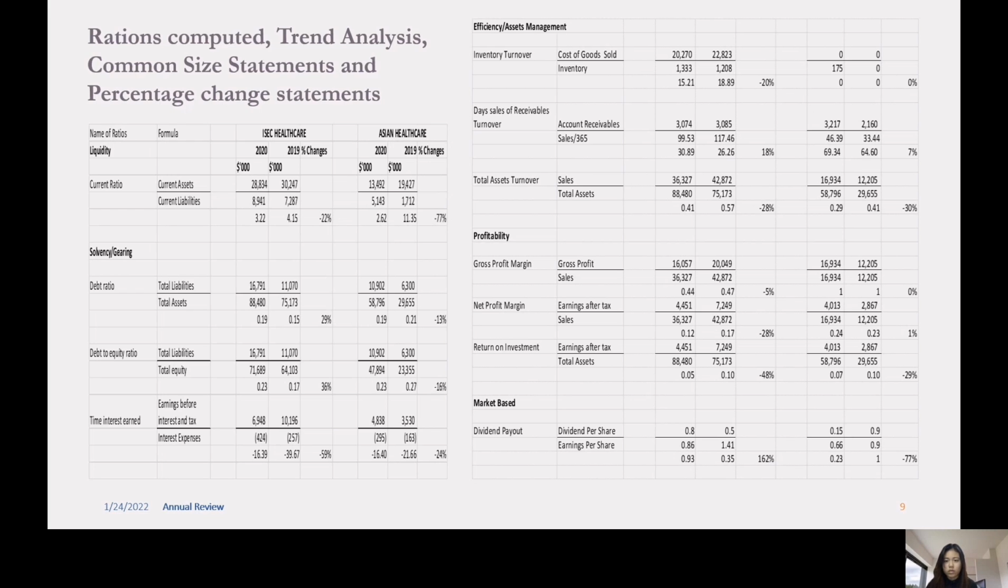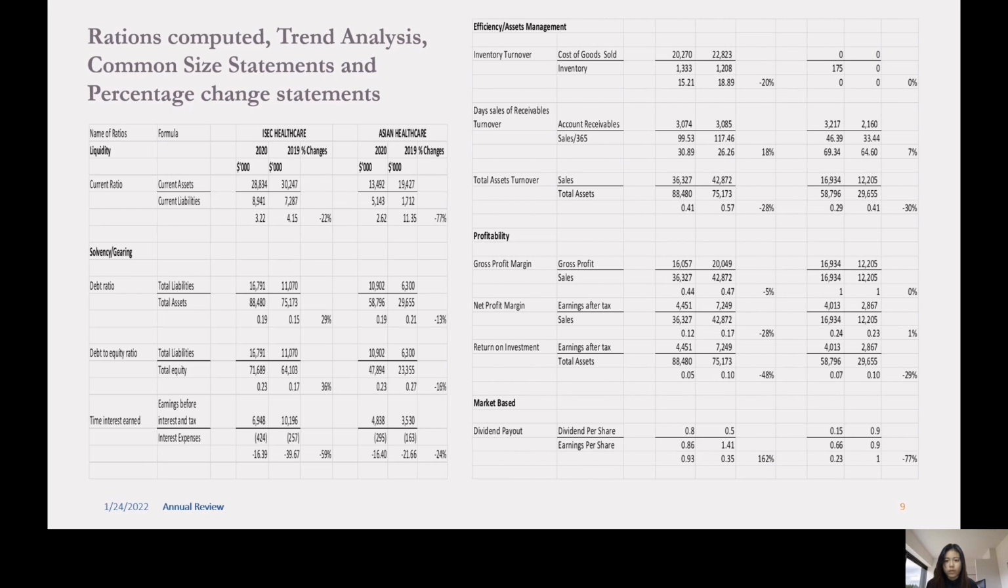ISEC Healthcare total asset turnover ratio in 2019 and 2020 was 0.57 and 0.41 respectively, higher than Asian Healthcare's 0.41 and 0.29. The higher a firm's asset turnover, the more effective its revenue generation from resources is.